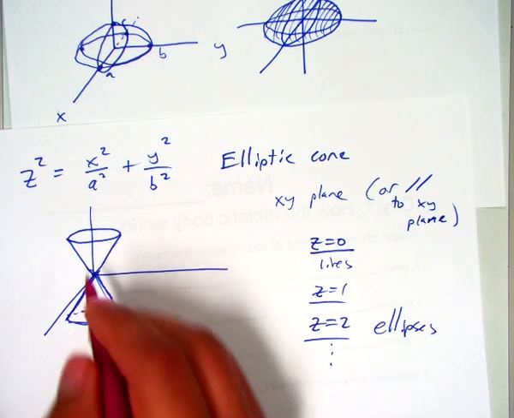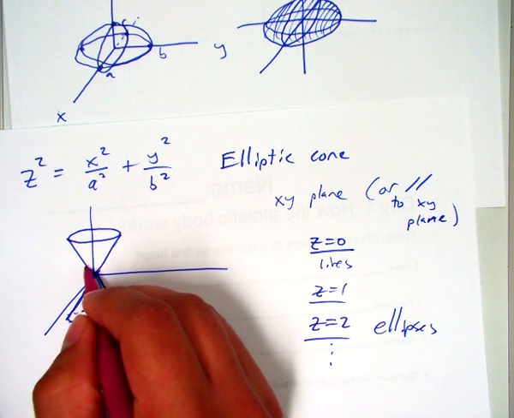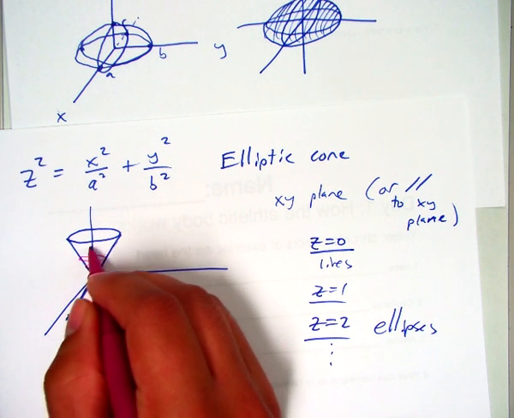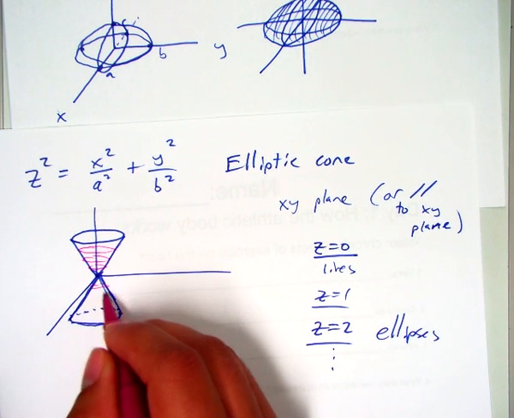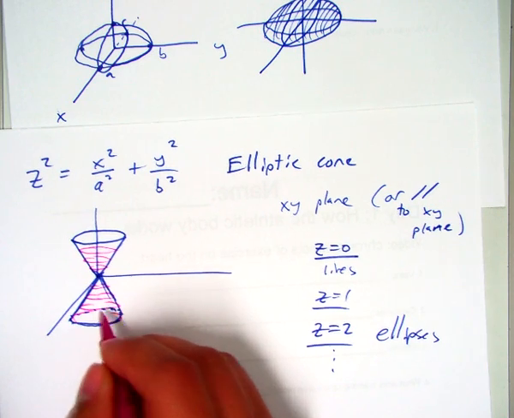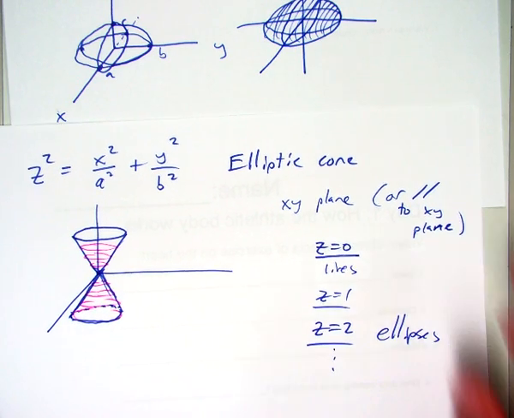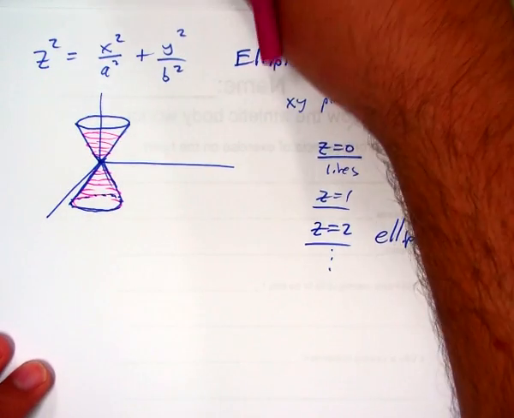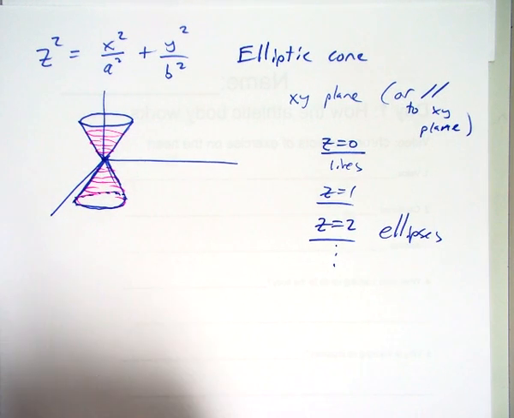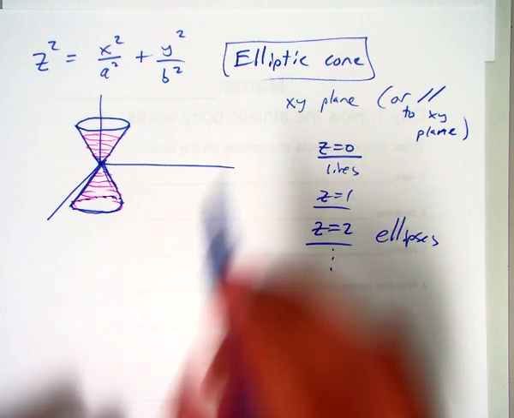So you can see those here. As we increase z from 0 to 1, we get more ellipses, and those are the traces that we're graphing here. Questions?